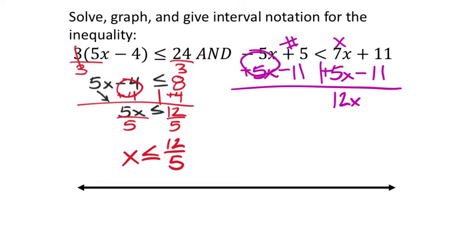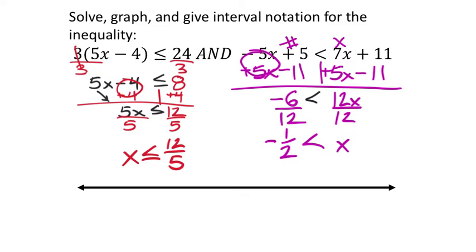5 minus 11, that'd be negative 6. So negative 6 is less than 12x. Divide both sides by the coefficient 12, and now I end with phantom 1x. Well, comparing this with, looks like negative 1/2. So negative 1/2 is less than x. Now this is an and statement, right? So let's look and see what this ends up looking like on the graph, okay? And then we'll figure out the interval.